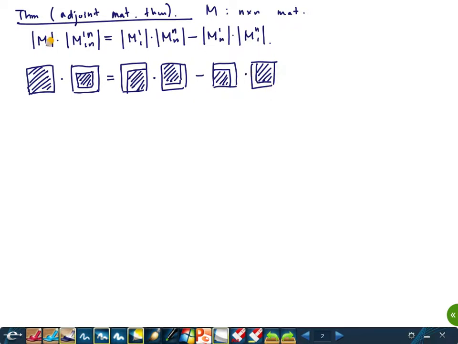So if M is a 2x2 matrix, this is just one. We just say this is one. So there's nothing here. Then the determinant of a 2x2 matrix is, of course, A times D minus C times B. So it is kind of a generalization of that in the n by n case. So it's an interesting theorem. So let's prove this. The proof is also interesting, not very difficult.